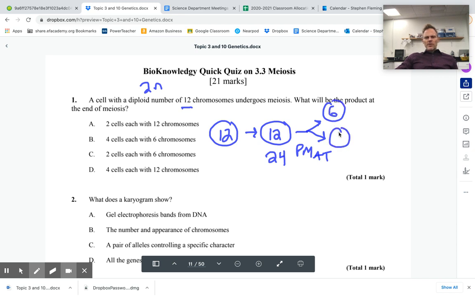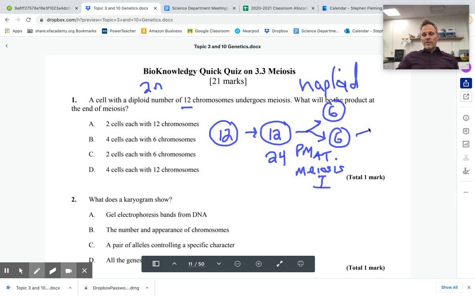Remember, haploid means half. One of the definitions of meiosis is that it's a reduction division. And the reduction division happens during this stage of meiosis 1. There's 2 stages in meiosis. So here's the first stage of meiosis.